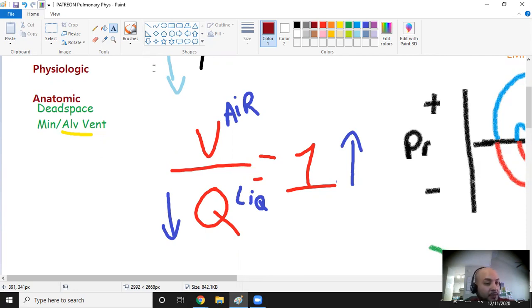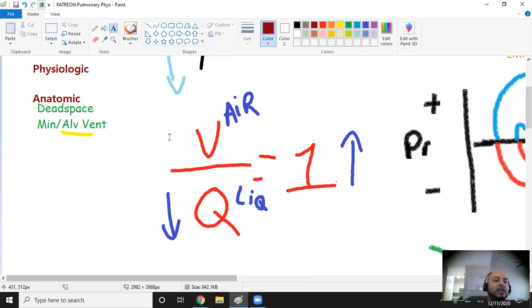Versus physiologic dead space, that's an area where you do have exchange of oxygen. It's just that for whatever reason, at this point in time, there is less exchange. Why? Usually it's because there's less perfusion, or the other way around, there's a lot of ventilation. So your physiologic dead space is a well ventilated area in the lung with very little perfusion. Okay. Normally, that'll be the apex of the lung.